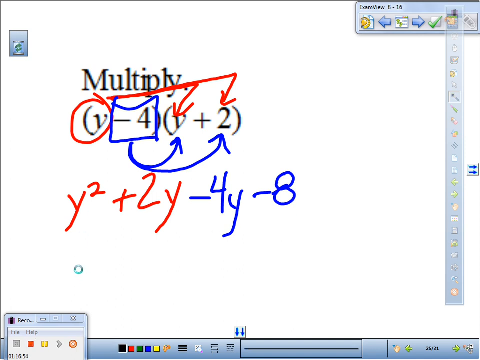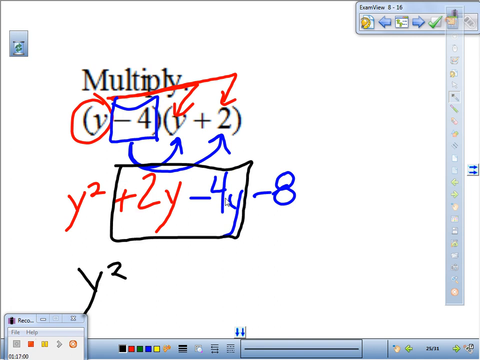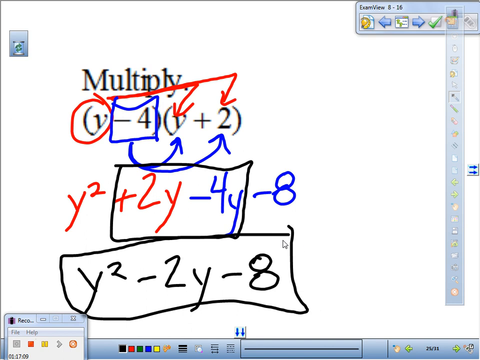Bring down the y squared. Combine the y's. What is 2y minus 4y? Negative 2y. Bring down the negative 8. We can't combine anymore, and we're done. How comfortable are you with these? 5s, 4s, 5s, okay?